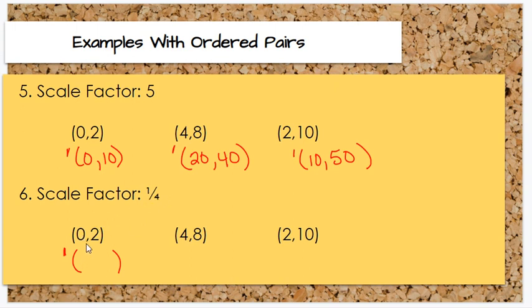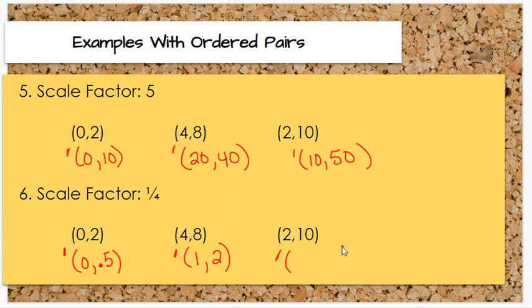So we're going to divide 0 by 4, which is 0. And then 2 divided by 4 is a half, so 0.5, or you can write it as a fraction 1/2. All right, let's do the next one. If the original point's at 4, 8, after a scale factor of 1/4, it will be at 4 divided by 4 is 1, and 8 divided by 4 is 2. You could also think of it as 8 times a fourth. Okay, you can do that in your calculator.